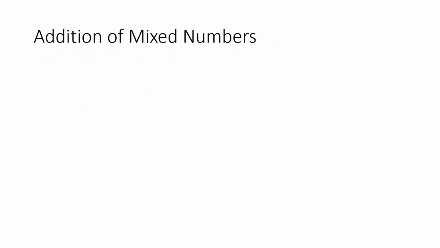This time, I'm going to teach you how to add mixed numbers. 3 and 3/4 is an example of a mixed number. Mixed numbers are fractions with a combination of a whole number and a fraction. So 3 and 3/4 plus 4 and 1/4 as the example.